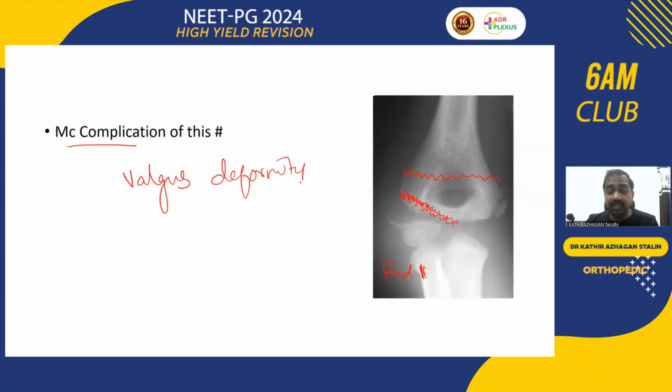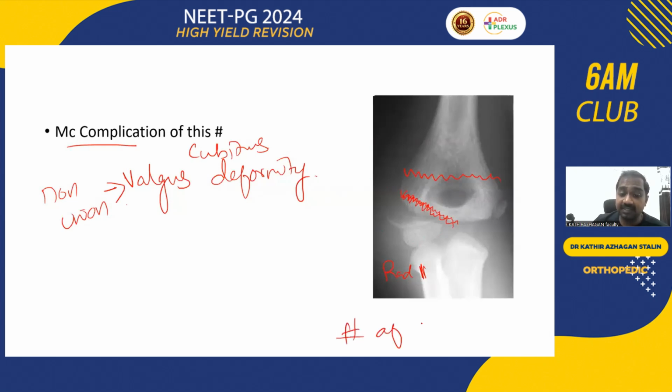Valgus deformity due to non-union. Non-union causing cubitus valgus. Not malunion causing cubitus varus. Non-union causing cubitus valgus is more common. Hence, this fracture of the lateral condyle of the humerus is called a fracture of necessitance, which means you have to operate.